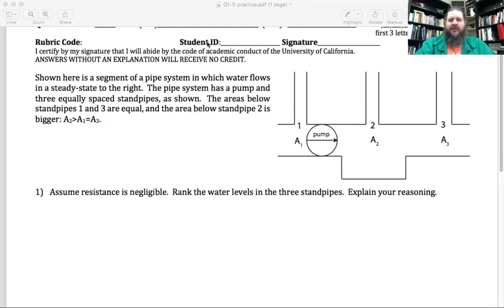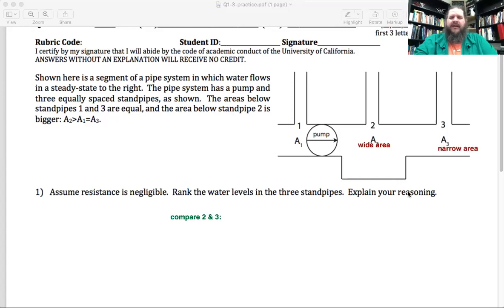Because Bernoulli equation is all about comparing a pair of locations. Yeah, let's try 2 and 3. That way we can at least ignore the pump. If we're comparing 2 and 3, what's the only thing changing from location 2 to location 3? Yeah, the area is changing. So at 2, we've got a wide area. At 3, we've got a narrow area.